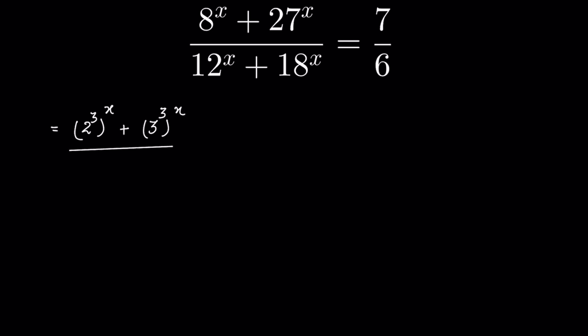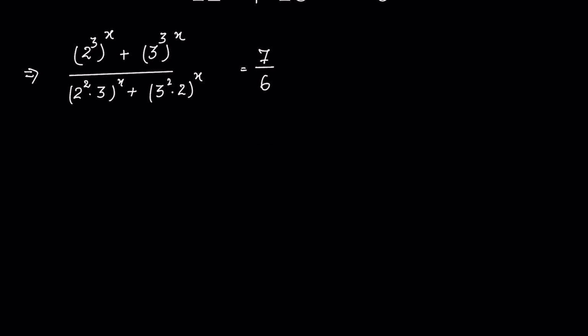upon 12^x, we can write as (2^2 times 3)^x, that is 4 times 3, plus 18 as (3^2 times 2)^x, 9 times 2 is 18, equals 7 upon 6. Now we know (a^m)^n equals a^(mn), and alternatively we can write it as (a^n)^m. Also, (ab)^m equals a^m times b^m.